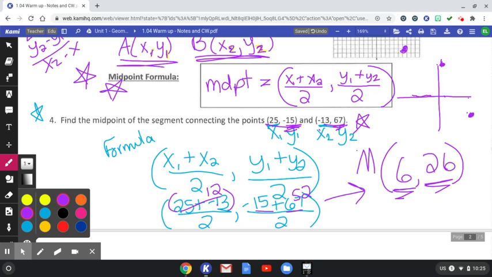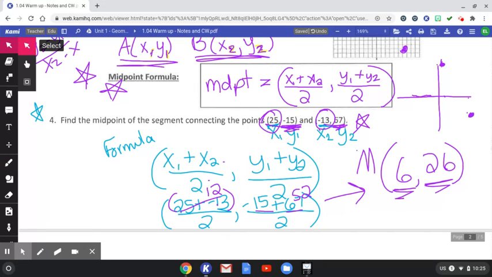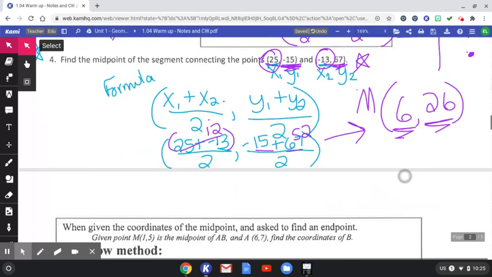But again, your midpoint formula is to take the x values, add them, and find their average, so divide that by 2. Take the y values, add those, and divide by 2. Moving to the next page.